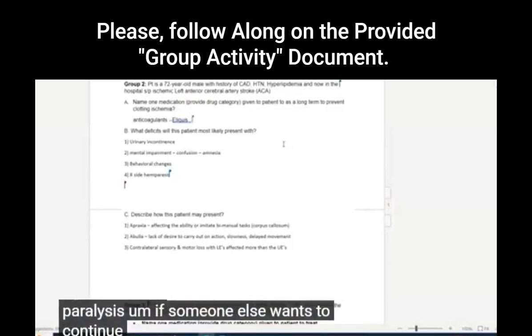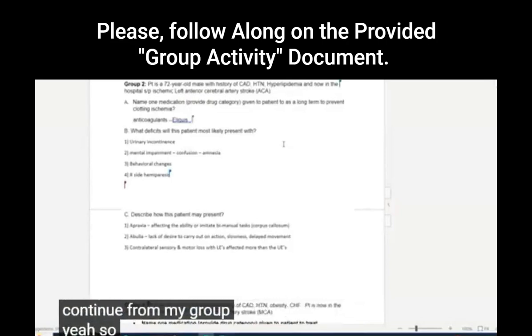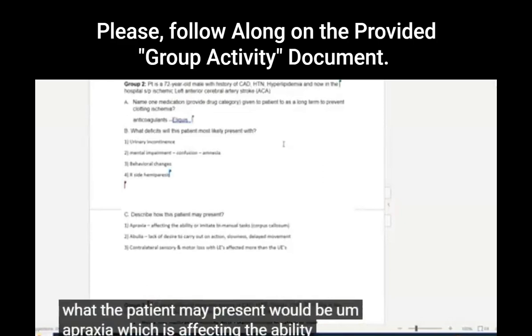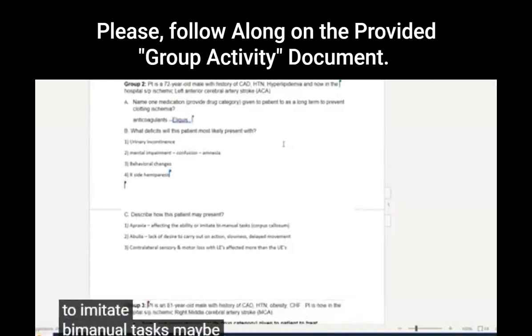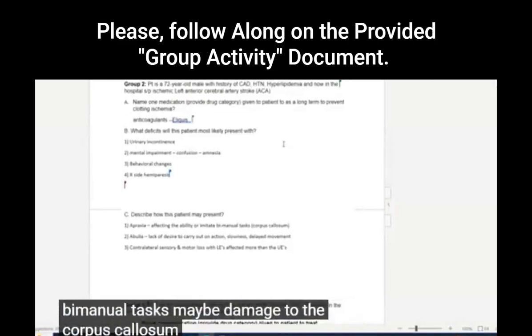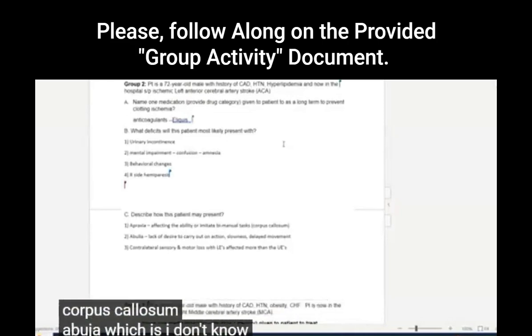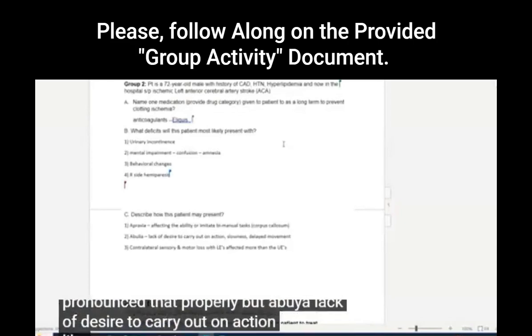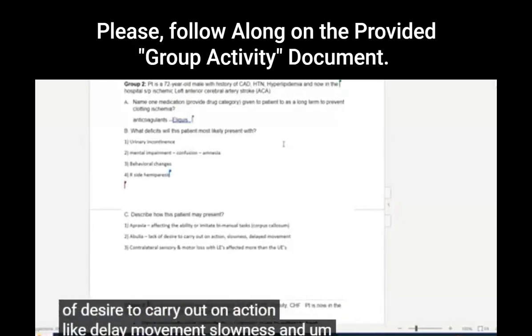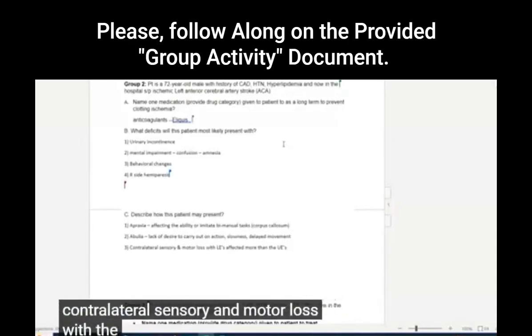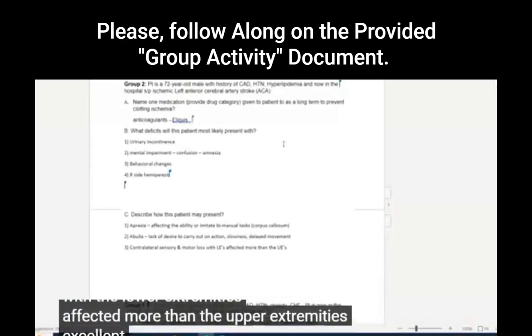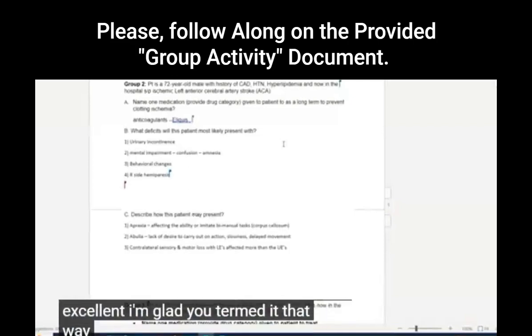If someone else wants to continue from my group. Yeah, what the patient may present would be apraxia, which is affecting the ability to imitate bimanual tasks, maybe damage to the corpus callosum. Abulia, which is, I don't know if I pronounced that properly, but lack of desire to carry out an action, delayed movement, slowness, and contralateral sensory and motor loss with the lower extremities affected more than the upper extremities. Excellent. And I'm glad you termed it that way.